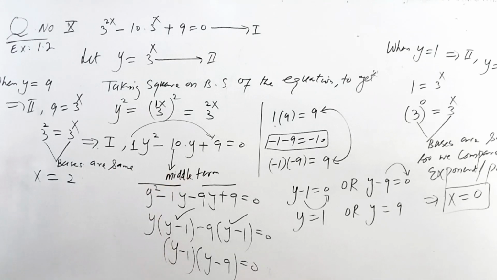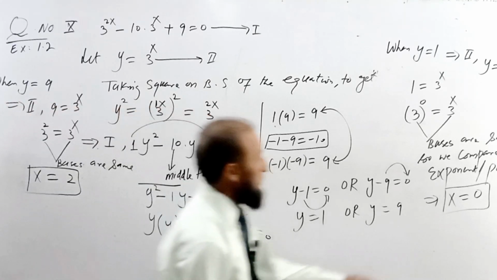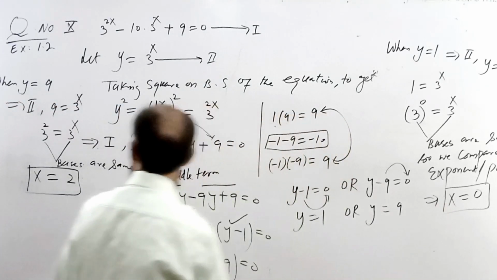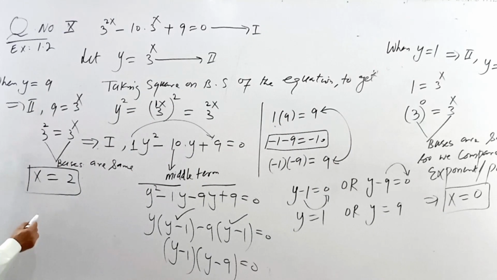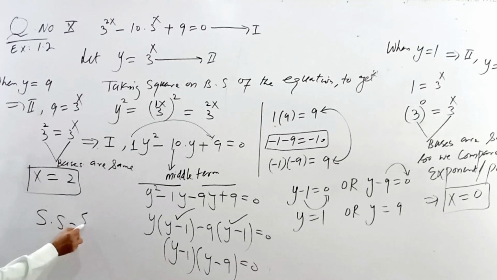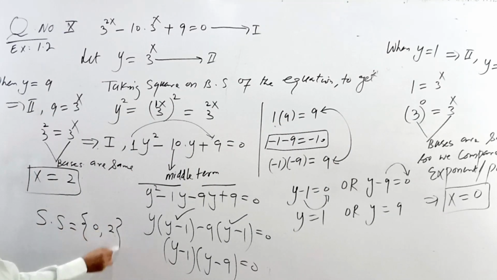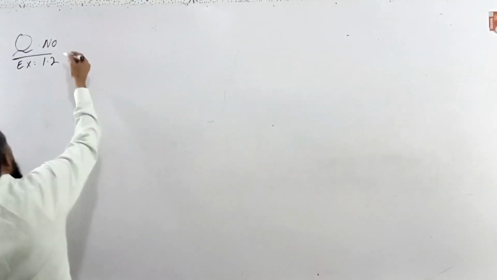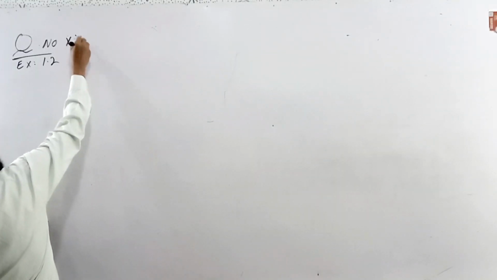So we compare the exponent: x is equal to 2. That means that the solution set is x is equal to 0 and x is equal to 2. Solution set is equal to {0, 2}. Now question number, part 11.